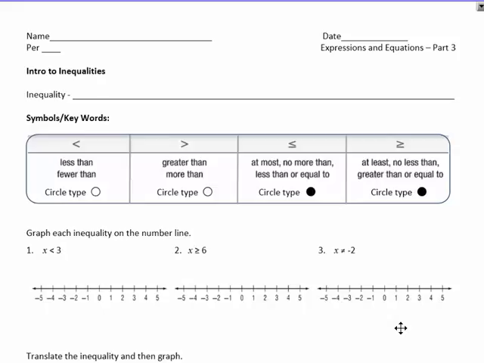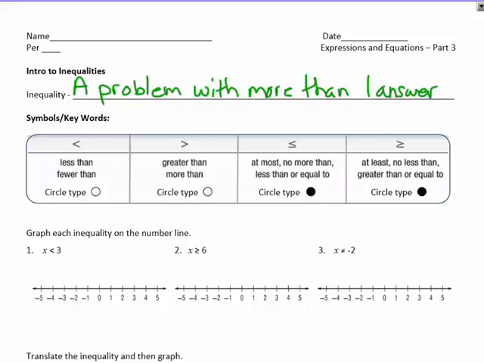All right, ladies and gentlemen, so today we're going to be starting the third part of our equations and expressions, which is on something called inequalities. And an inequality is a problem with more than one answer. So these occur quite often in real-world situations.